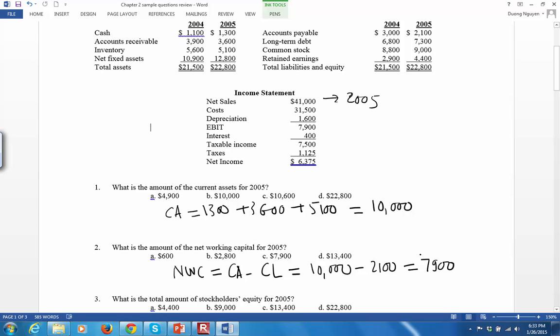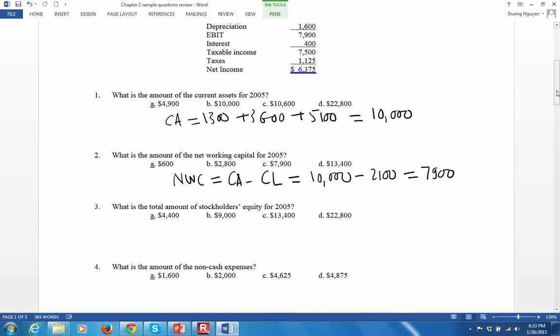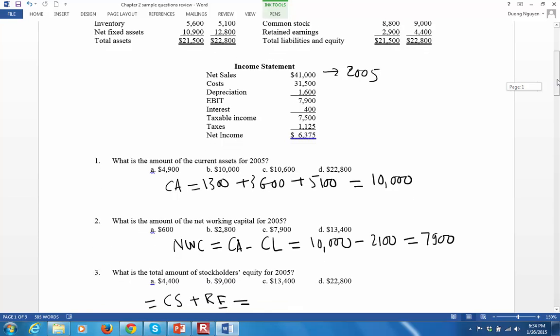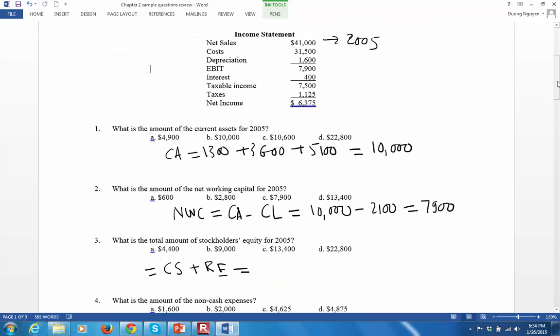Stockholders equity is the common stock and retained earnings. So stockholders equity would be equal to common stock plus retained earnings. In 2005 common stock is equal to 9,000 and retained earnings equal to 4,400, so 9,000 plus 4,400 is equal to 13,400.